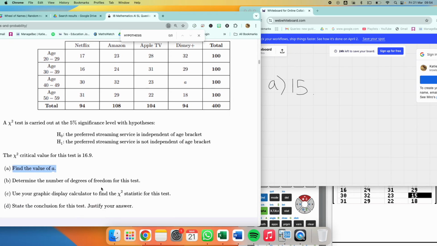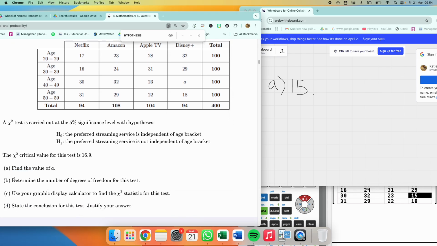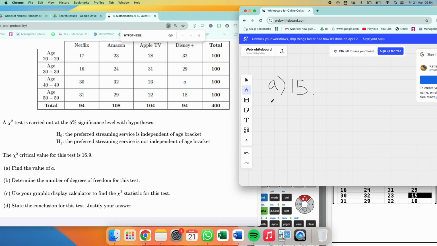Question B, determine the number of degrees of freedom for the test. Now, for the degrees of freedom, there is a formula, but your calculator will actually work this out for you, so you don't really need it. It's rows minus 1 times columns minus 1. That's basically how much manoeuvrability we have in the table. How many rows are there? There's 1, 2, 3, 4, ignoring the total row. So it's 4 minus 1, which is 3, and then 4 minus 1, which is 3. So there's going to be 9 degrees of freedom. But the calculator will work that out for you, which I'll show you in a moment.